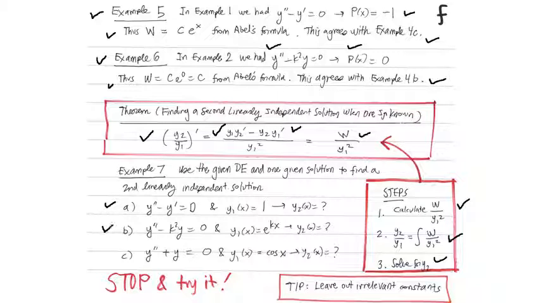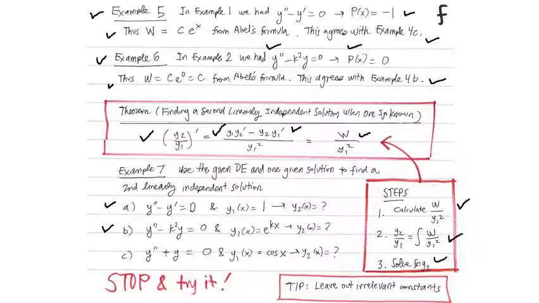Here's a second example I'll ask you to try. y double prime minus k squared y equals 0. And suppose we knew y1 of x was e to the kx. Suppose we knew that was one solution and we were looking for a second linearly independent solution to that DE.